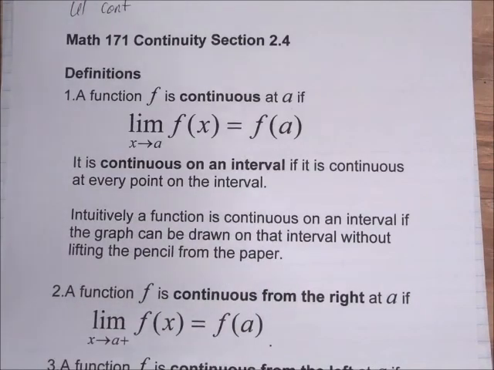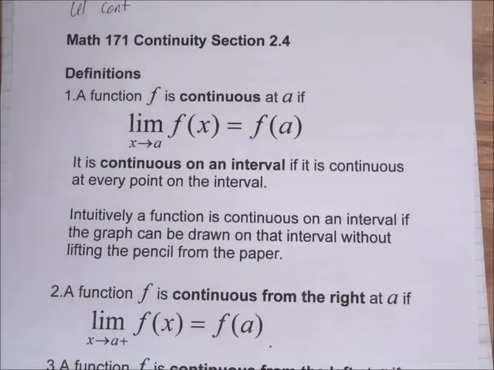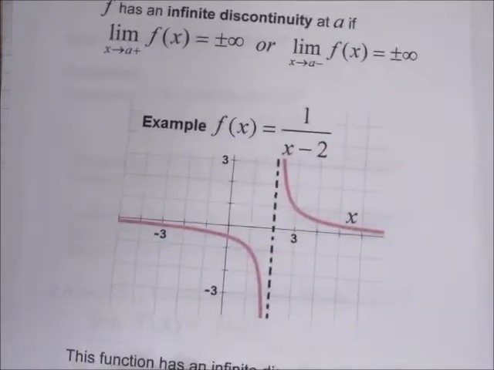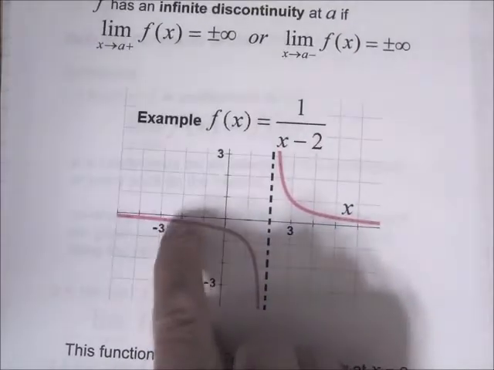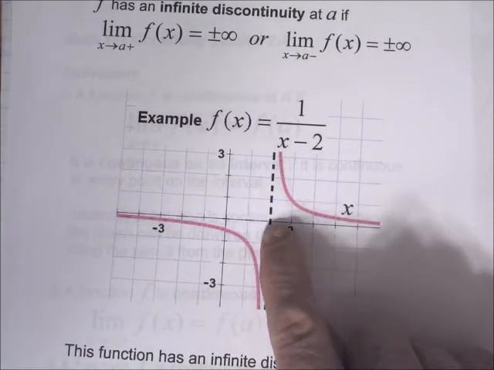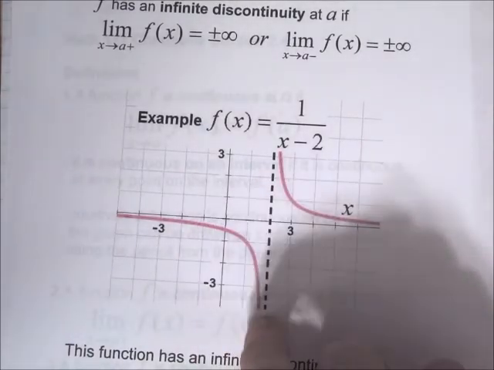Okay, continuity. We've talked a little bit about continuity already. Basically, the intuitive idea is that a function is continuous if you can draw the graph of it without lifting your pen from the paper. For example, this function here is a hyperbola. It's discontinuous at x equal 2. There's a break in the graph at x equal 2.